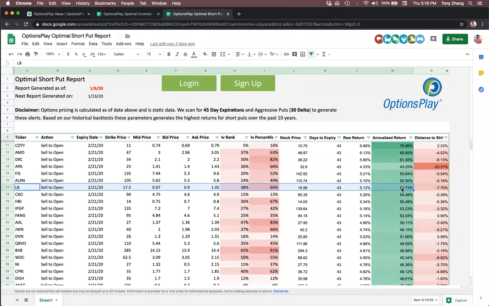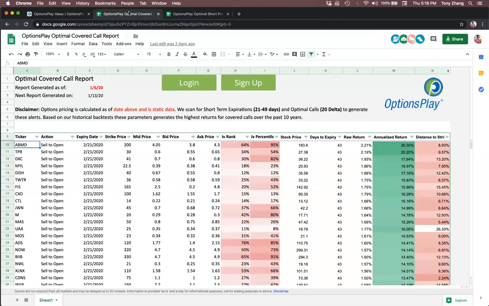So for cash secured puts, look for stocks that you want to buy, go down the list, see which stocks you want to buy, see how much discount you can receive, and then make a decision as to whether that's a cash secured put you want to sell. On the covered calls, it's really applicable for the stocks that you already own in your portfolio.